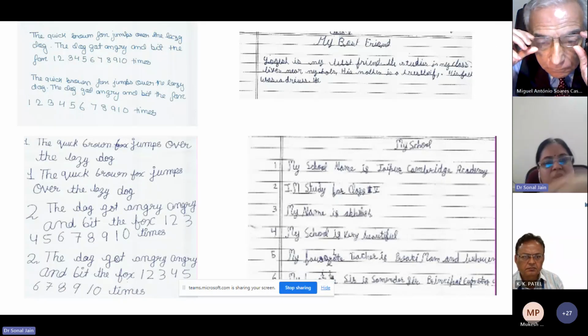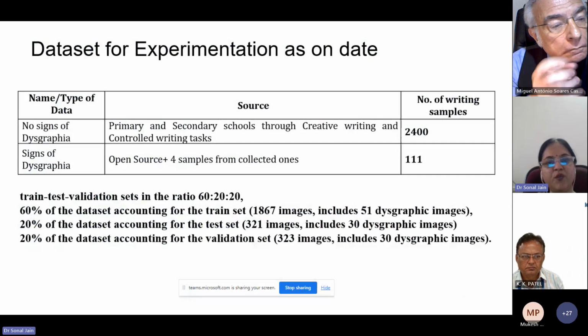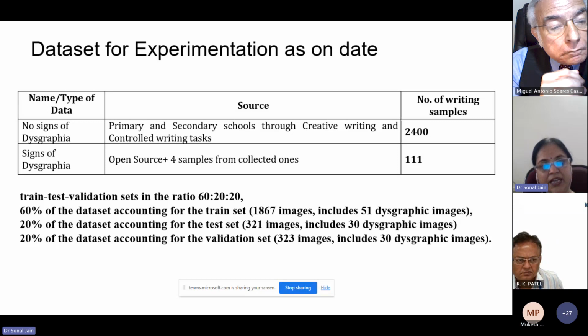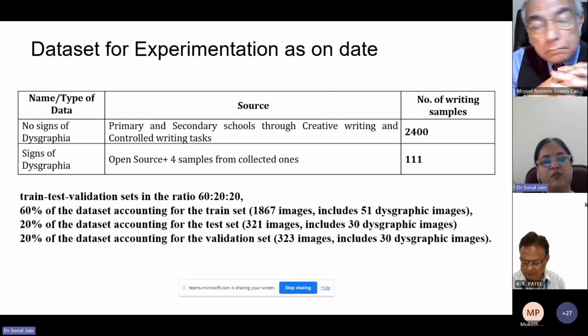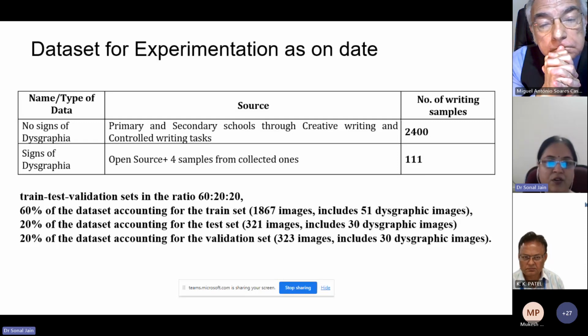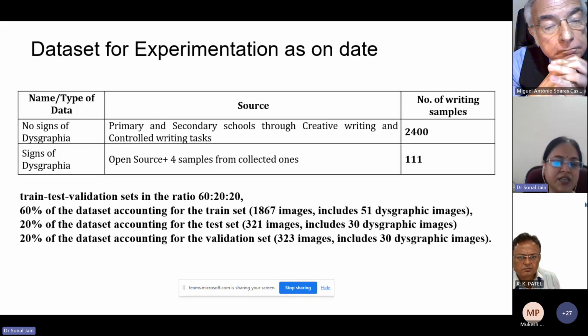On the right side it is creative writing, on the left side it is copy and write. We currently have a data set of 2400 non-dysgraphic samples and 111 samples of dysgraphia. However, there was a challenge in collecting samples of dysgraphic kids. We collected some from open sources, like a few blogs that were available. A few kids shared these samples with us, although not everyone readily agreed, but still we could manage 111 samples of dysgraphic kids.